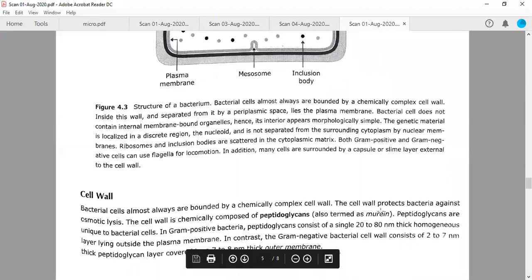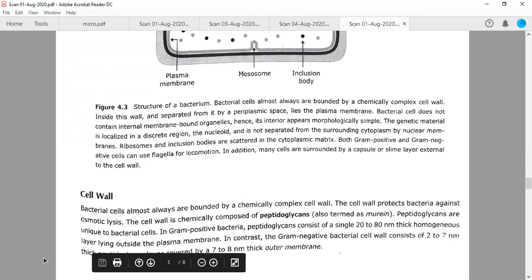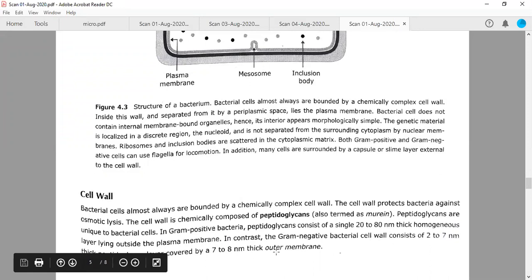So this peptidoglycan is called murein, and in gram-positive bacteria, it is quite a thick, 20 to 80 nanometer thick, homogeneous layer, which is present outside the plasma membrane. In contrast, gram-negative bacteria have a thin peptidoglycan layer, only 2 to 7 nanometers thick, which is very thin actually. And this peptidoglycan cell wall is covered by an outer membrane, 7 to 8 nanometers thick.